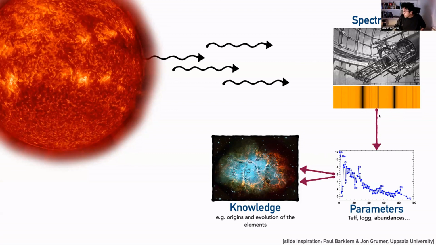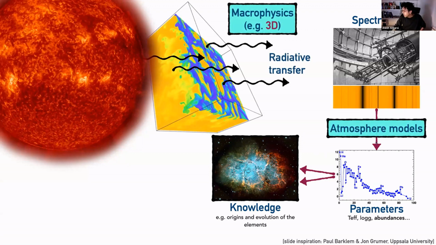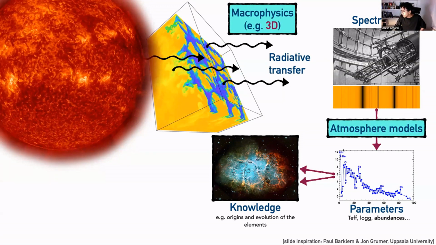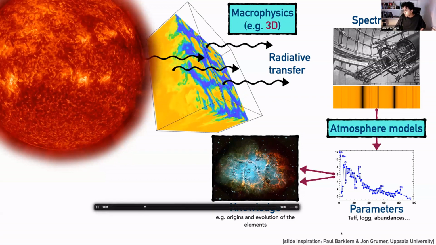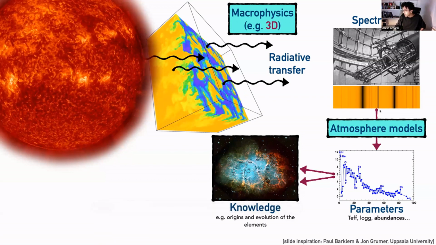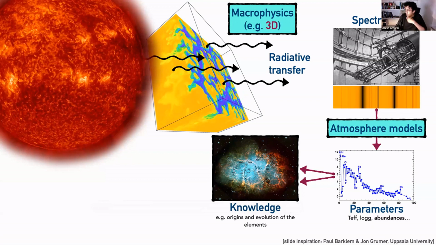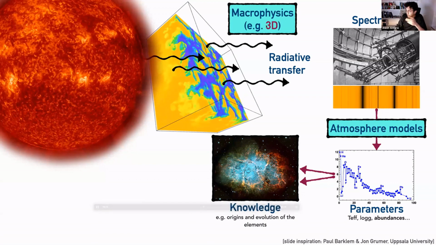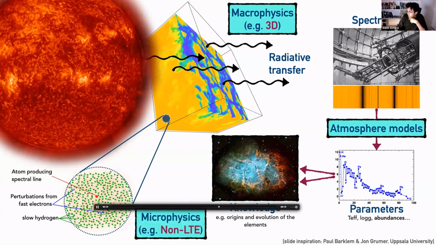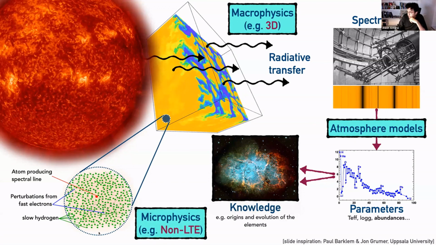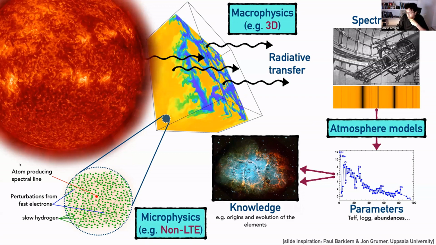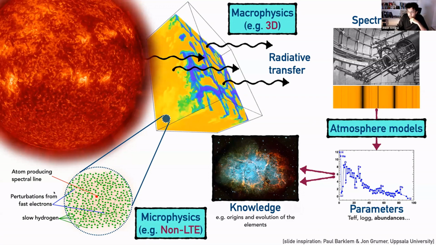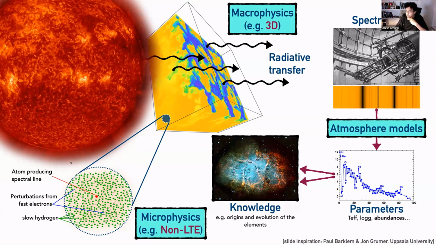The key point for this talk is this step here, going from the spectrum to the abundances, right? So to do that, we need models, atmosphere models. And for the purposes of this talk, we will divide the modeling aspect into two. One, the atmospheric structure. So this is the 1D versus the 3D aspect, or the macrophysics. And then, if you like, the microphysics, the non-LTE aspects, so the interactions between the atom producing the spectral line with the photons and the electrons and the hydrogen atoms and so on.